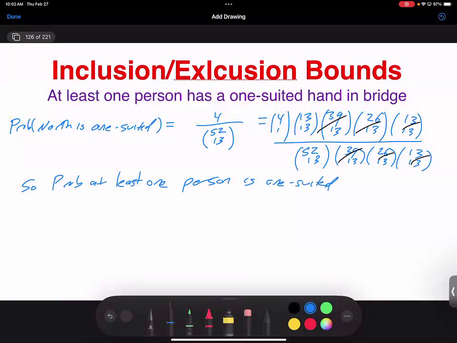So we know the probability that one person is one suited is 4 over 52 choose 13. What's the probability that someone, see, this is the special person north, what's the probability that someone is one suited? Why 16? So why are you doing it times 4? Okay, so one could say this is equal to 4 times the probability north is one suited. Is that correct?